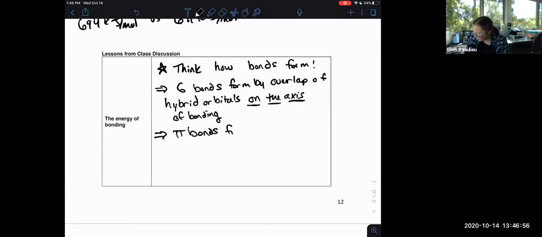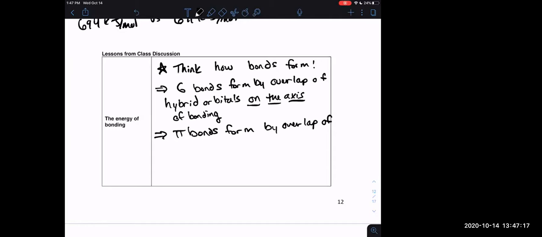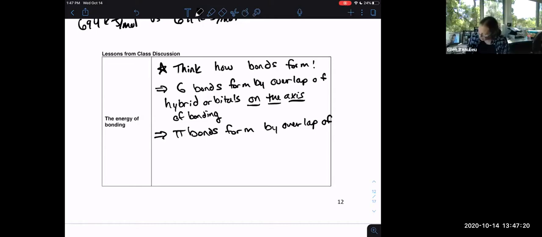Pi bonds form by the overlap of what? P orbitals. Beautiful. I love it. I was going to say starts with P, but that gives it all away. P orbitals. It starts and ends with P. Overlap of P orbitals around the axis of bonding.